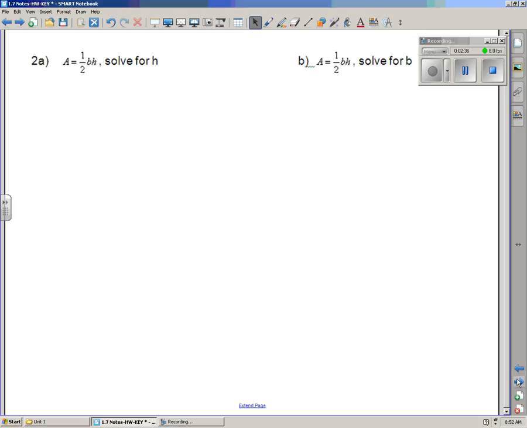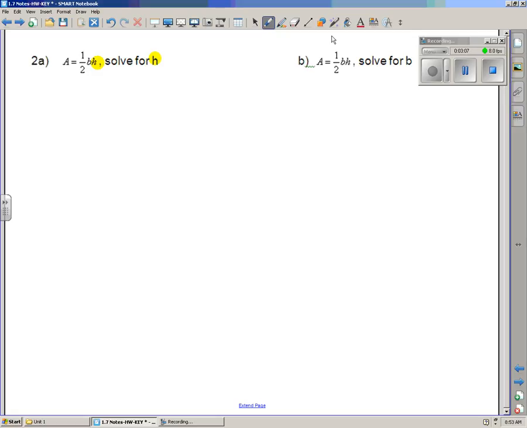Another example: A equals 1/2 bh. You're solving for h. Hopefully you recognize this equation. This equation happens to be the area of a triangle. So what you need to do is get rid of everything that's happening to h. Right now h is being multiplied by 1/2 and multiplied by b. Well, how do you get rid of multiplying by 1/2? You could divide by 1/2. Remember, dividing by a fraction means to multiply by its reciprocal.